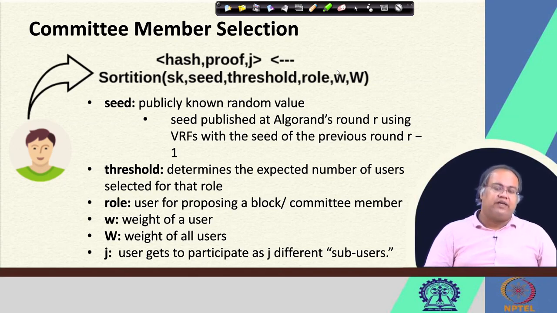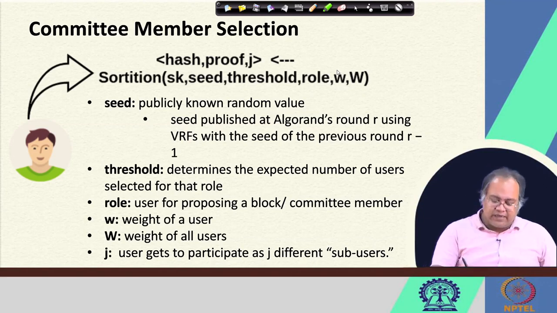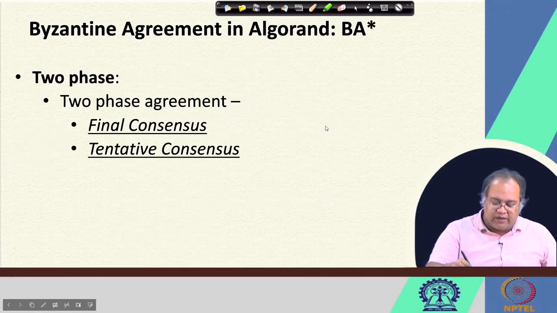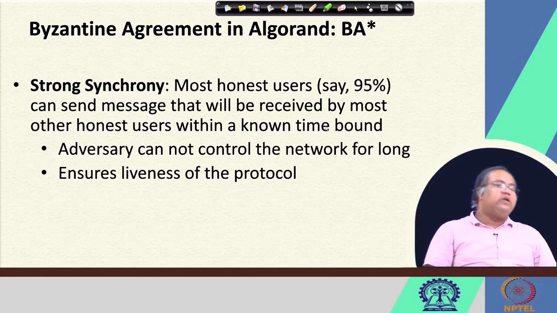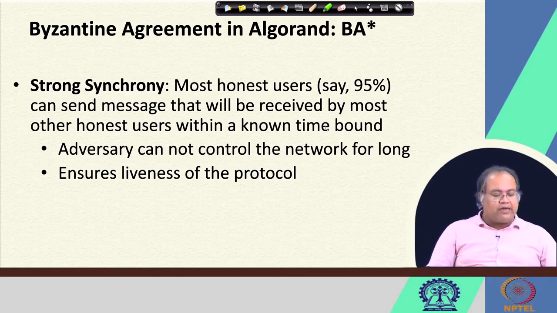Now, once the committee members are selected, the next task is to run the Byzantine agreement protocol. Algorand runs this Byzantine agreement in two phases, so it is basically a two-phase agreement protocol. It has something called final consensus and another called tentative consensus. Let us see what is meant by each. Before going to that, Algorand makes two different assumptions. One is called strong synchrony, and the second is called weak synchrony. So, what is strong synchrony?